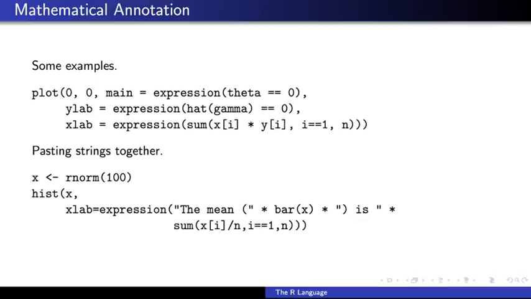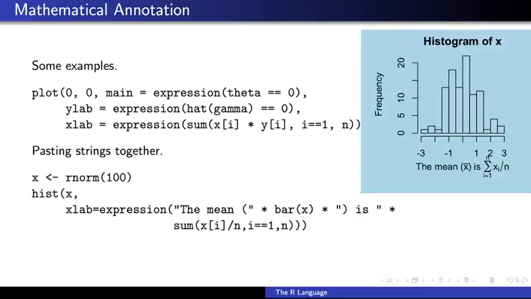You can also paste strings together. For example, here I'm creating a histogram where the x label is the expression "the mean", and then in parentheses x bar, is, and then the sum of x_i over n, where i goes from 1 to n. So here I'm just defining what x bar is, which is the mean. So you can paste strings together like this, which include standard text plus mathematical expressions. However, when you do this, all of it must occur within the expression function.